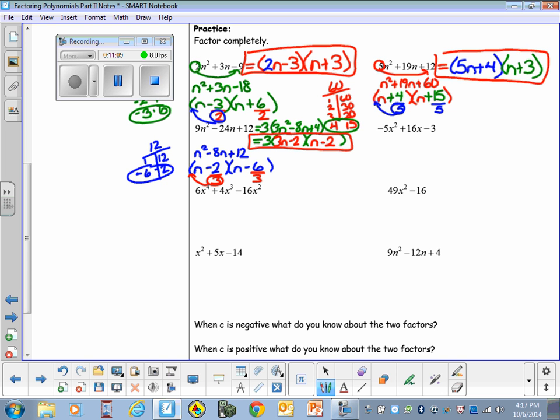Yet another one. This one starts off with a negative, so I know I have to pull out a negative 1. 5, 16, and 3 don't have any other common factors. So I'm going to start by pulling out a negative 1, and I'll have 5x squared minus 16x plus 3. So my final answer is going to be negative 1 times something times something.